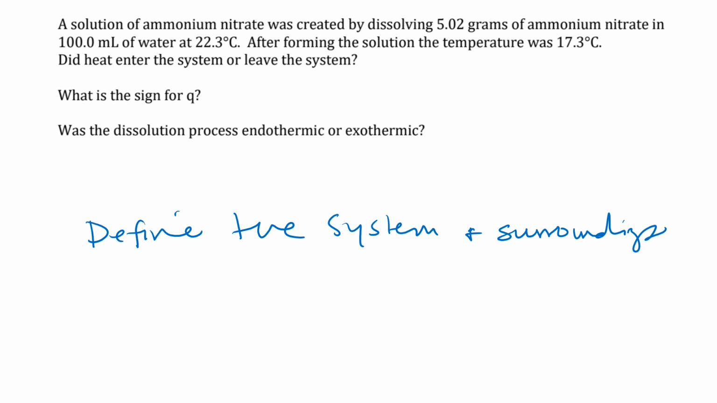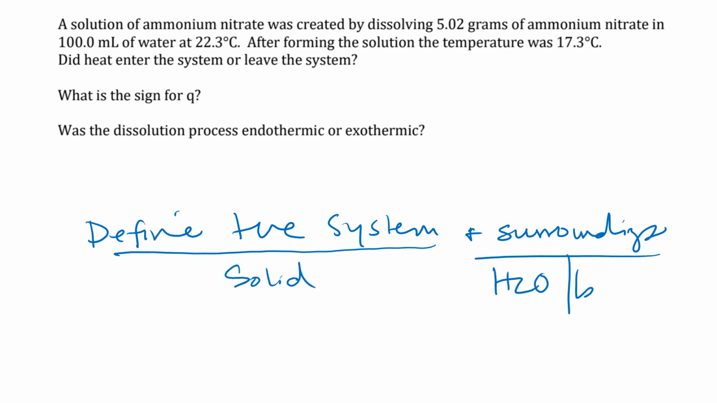You dissolved 5.02 grams of ammonium nitrate and you put it into the water. So did heat enter or leave the system? Define the system as the solid. Surroundings is the water, beaker, air, etc. We notice that after making the solution, the temperature drops from 22.3 degrees Celsius to 17.3 degrees Celsius. You're not taking the temperature of the solid, you're taking the temperature of the surroundings.